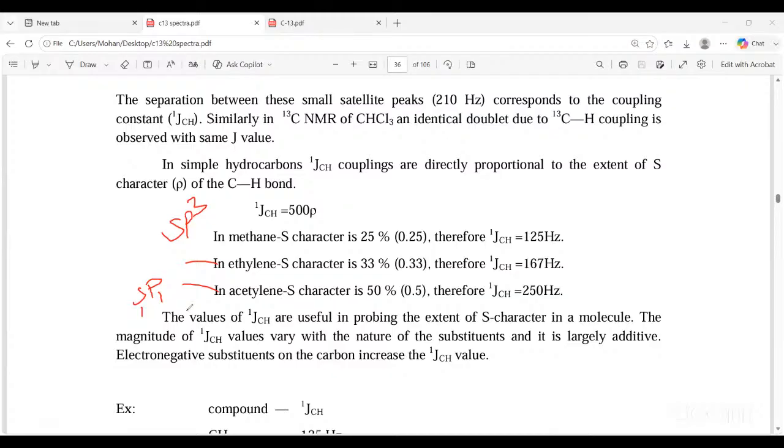Where the S character increases, the J value increases too, up to around 250 Hz here. And in ethylene, the S character is 33%, so the J value is more than for sp3 and less than for sp. It is a medium, moderate value.